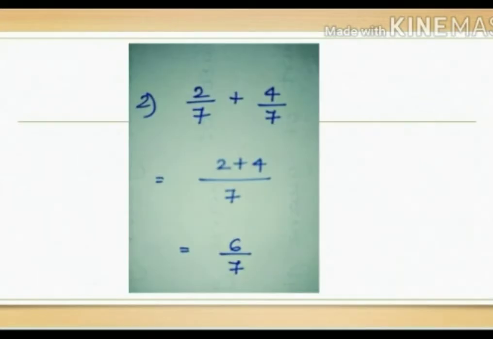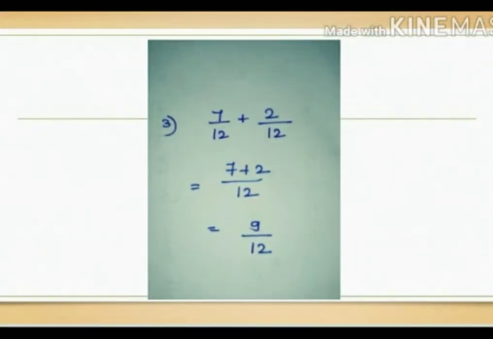Second, 2 upon 7 plus 4 upon 7. Students, the denominators are the same. Okay, so just add the numerators 2 plus 4 and write down 7, the denominator, as it is. Okay, so the answer is 6 upon 7. Third one, 7 upon 12 plus 2 upon 12. Students, here also you can see they are like fractions because their denominators are equal. So just add the numerators 7 plus 2 and write down the denominator 12 as it is. So the answer is 9 upon 12.